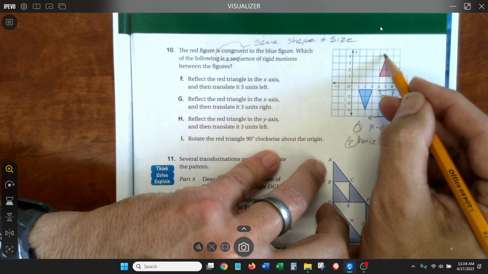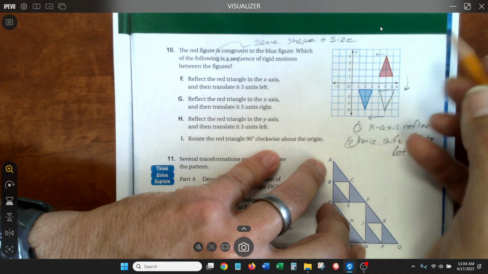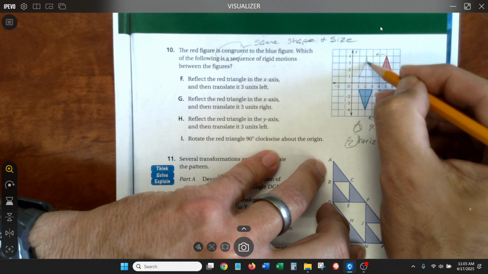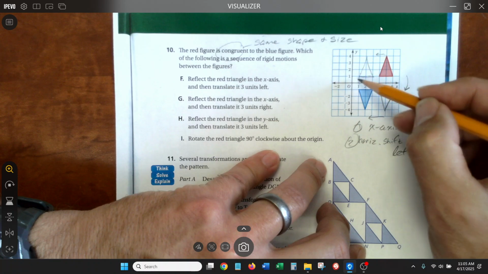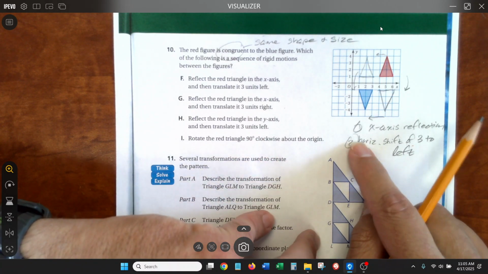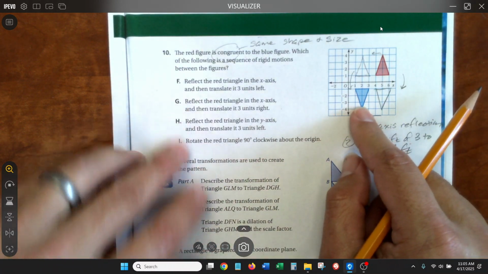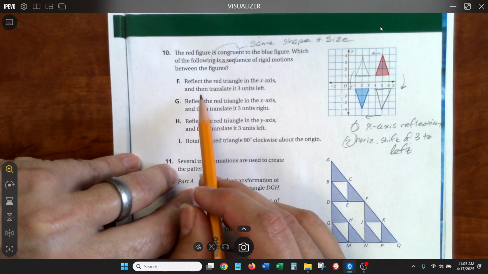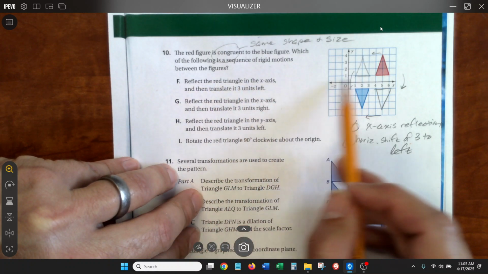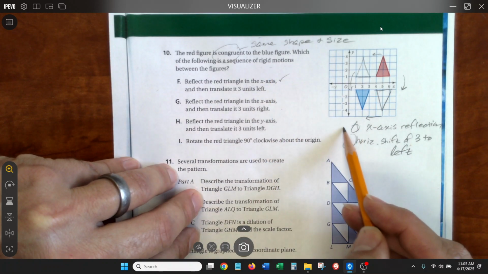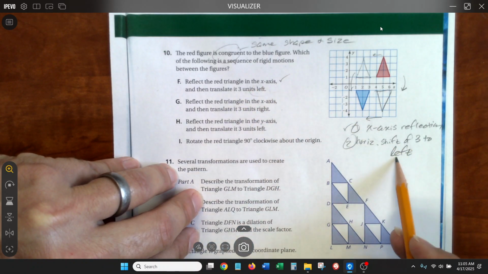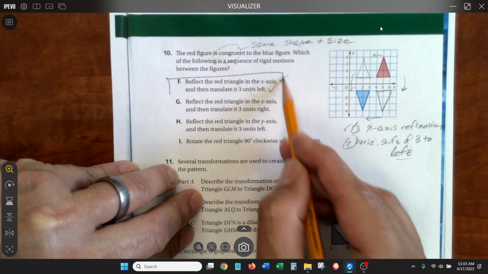We could have also shifted the red 3 units to the left first, and then reflected this across the x-axis to get the blue. So we could have done this in reverse order and gotten the same transformation. The one that gets us there: reflecting the red triangle in the x-axis, check, and then translating 3 units to the left, right, check. Okay, it looks to be F.